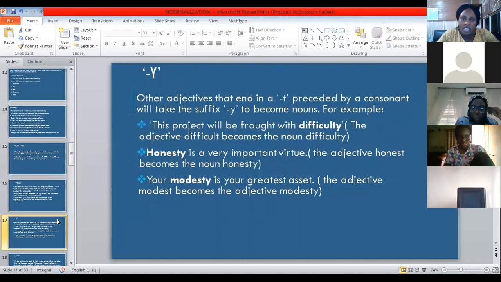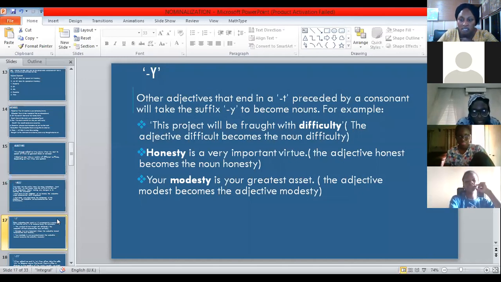Okay, now let's look at the addition of the suffix y. Other adjectives that end in a T preceded by a consonant will take the suffix y to become nouns. Let's give an example so you understand better. This project will be fraught with difficulty. We are looking at the adjectives that end in T, that are preceded by a consonant. They will take the suffix y to become nouns. Examples are there on the screen for you. The adjective difficult becomes the noun difficulty.